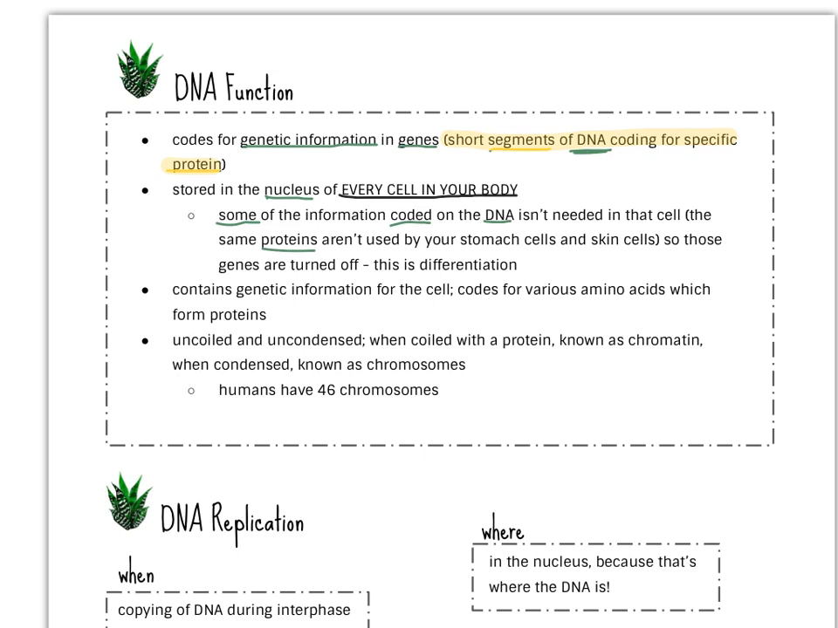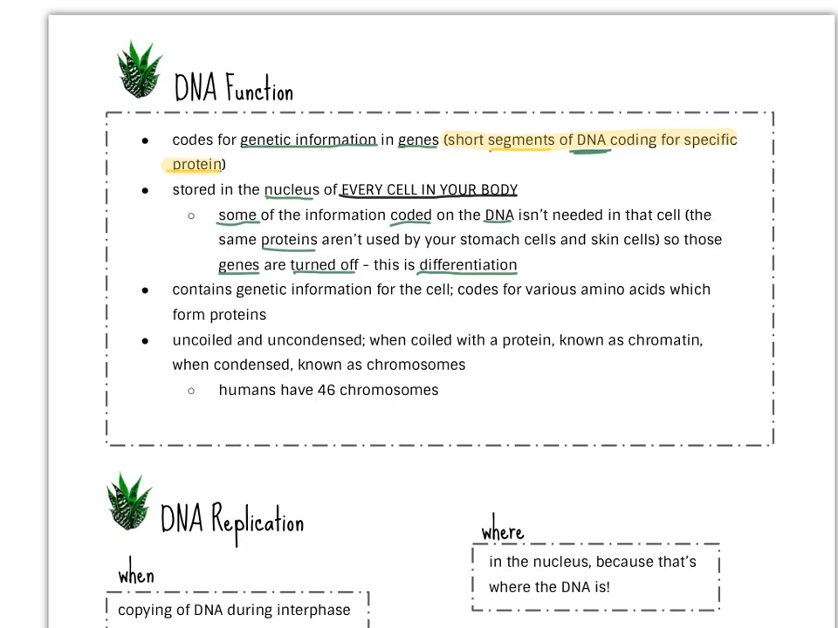So the way they work through this is that some of the genes in the DNA are turned off. And this is called differentiation. So if you look at the root word here, different, it's basically saying like how we get different cells. So how cells are able to be different because they can turn off and on different genes if they need them or not, which is pretty cool.